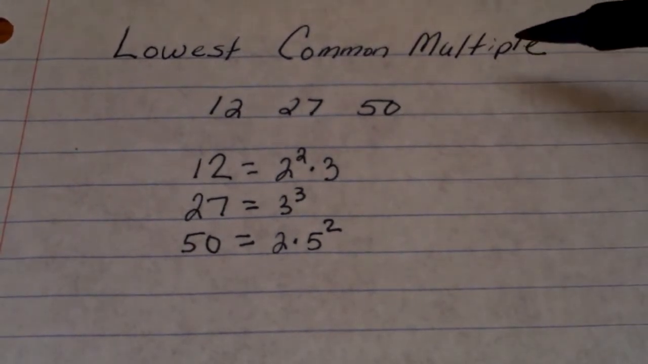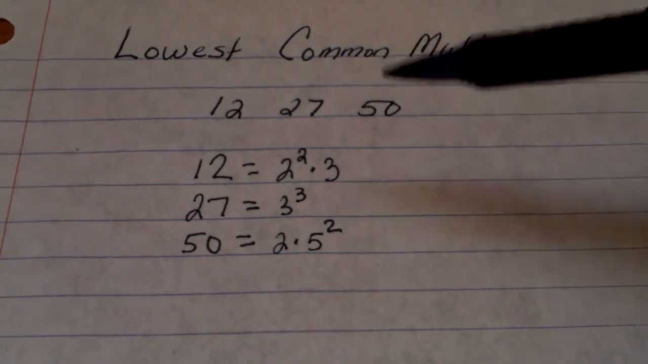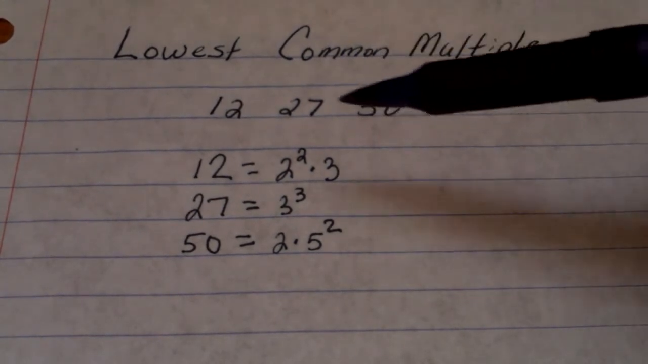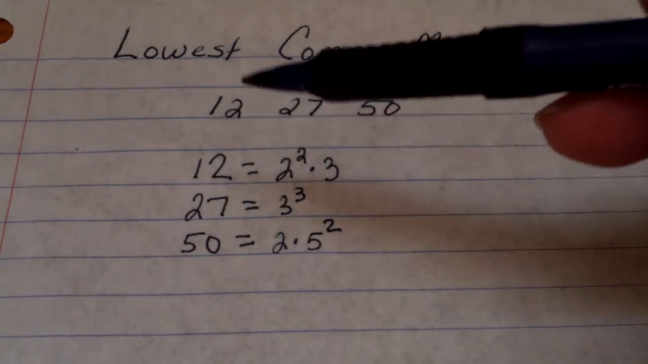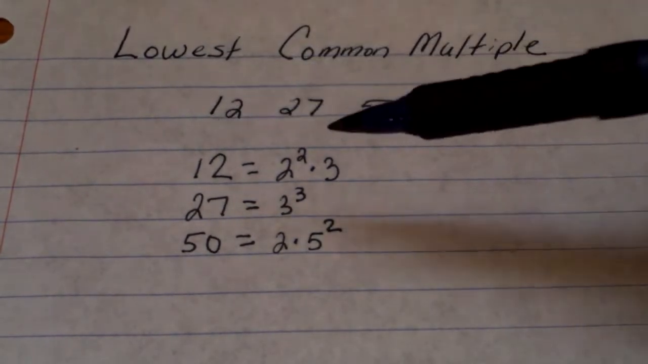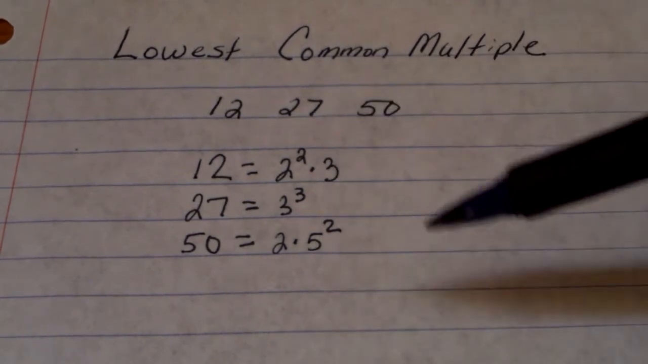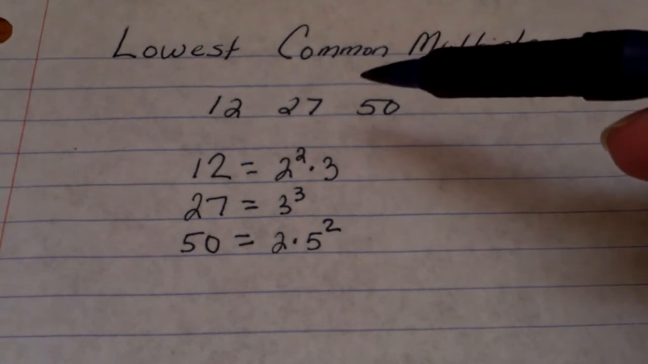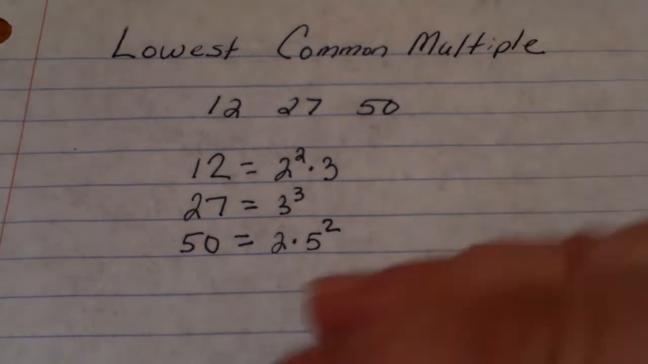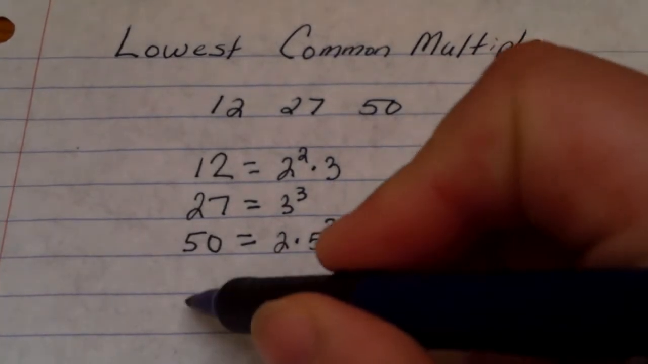Now, a lot of people see multiple and they think, oh, multiples of 50. 50, 100, 150, 200, 250, 300, and so on. Multiples of 12: 12, 24, 36, 48, and so on. And you can keep going with the 27s. But we want to find somewhere on those multiples of each, there's one that they have in common. No need to guess. Here's how we're going to definitely find it out.